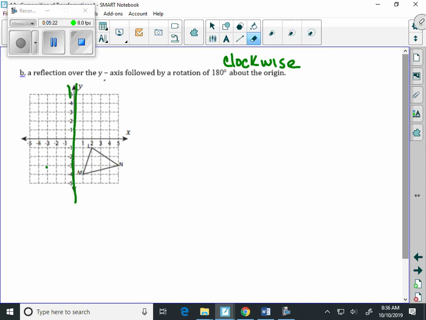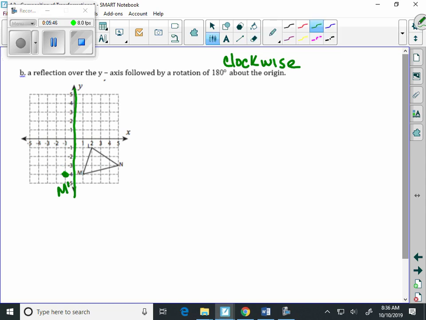So I'm going to draw in my y-axis. I'm going to try one more time. And hopefully your line is straighter than mine. But if we're reflecting over the y-axis, we're counting one space from the green line for M. On the other side, one space. There's our new M.